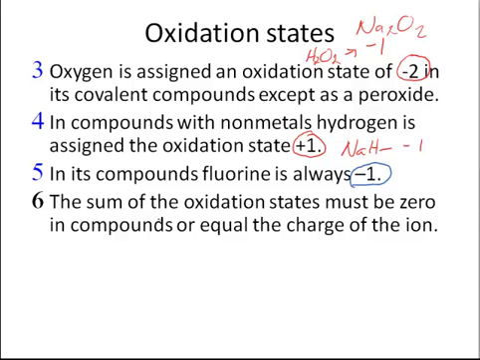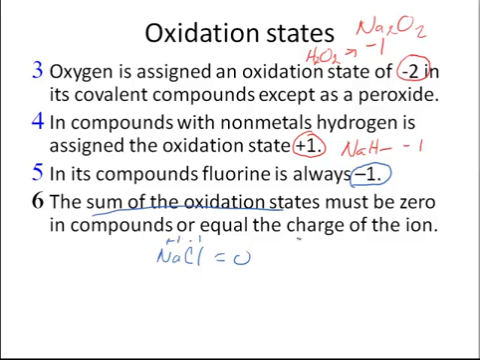Now, here's the important thing. But again, this is almost a review. The sum of the oxidation states has to be 0 in compounds or equal the charge of an ion. So, again, if we're talking about a compound, the oxidation state has to be 0, just like in an ionic compound. So, for example, the oxidation state of all these has to equal 0. And does that? Oh, sure it does. Oxidation state of +1, oxidation state of -1.